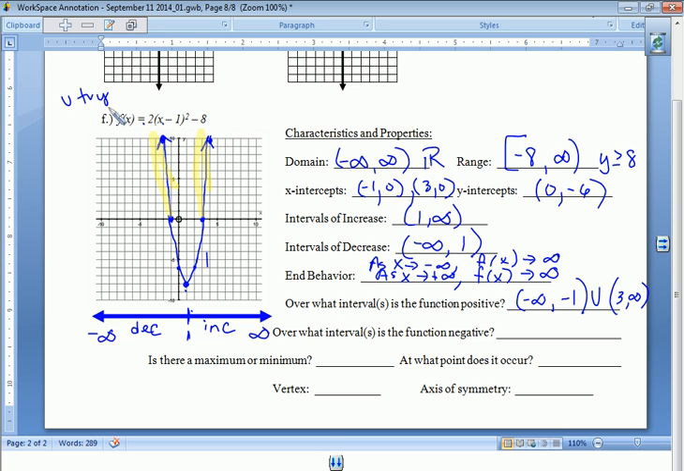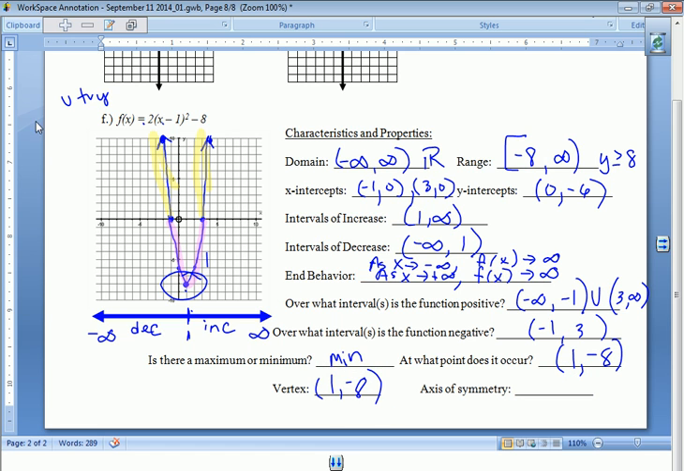Okay, so this is negative from here to here. It is below the x-axis, therefore the value of the function is negative from -1 to 3. Does this have a max or a min? This is our minimum. And on a quadratic, the minimum always occurs at the vertex. And what is that point where it occurs? 1, -8, which is the vertex of this function.